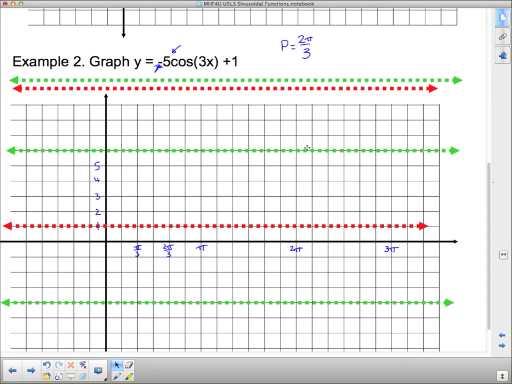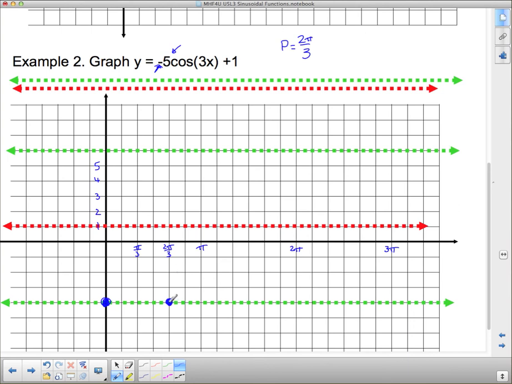Now, cos, I know, usually starts at a high point. But since this is negative, cos is going to start at a low point. So I'm going to put that here. And that means it's going to end at a low point too, one period later. So one period, 2 pi by 3 later, is right here. This thing's been squished in quite a lot.